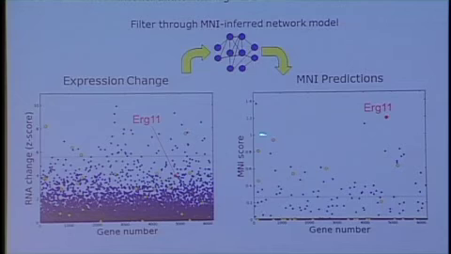You would not pick it out. This is the line of significant differentially expressed genes. It's below that. You pass this output through our reconstructed genome-scale network, and boom, ERG11 jumps up as the number 2 predicted target for that drug out of 6,000.